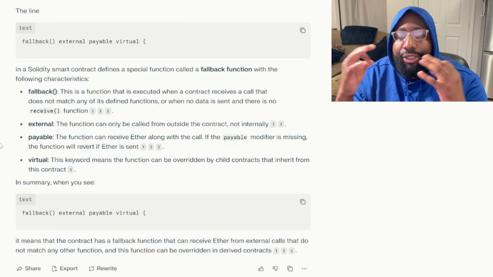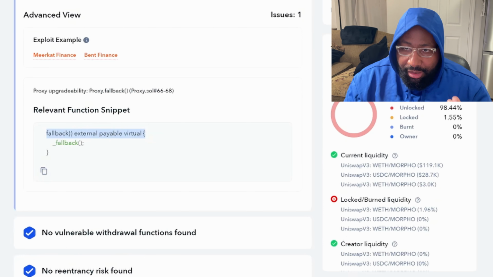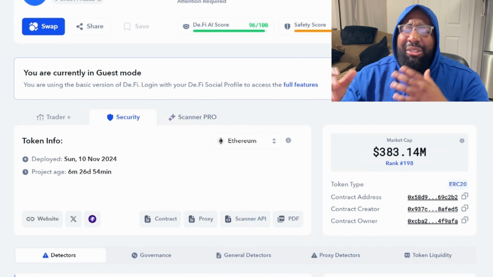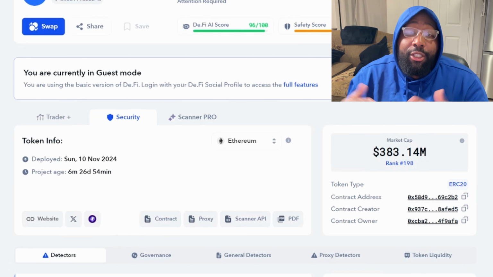This is an external find that D.Fi was able to notify us about. Now, obviously, you can see why this is such a strong tool, right? And you can come and check out this site for yourself and go through it and play with it and see if it's something useful to you.